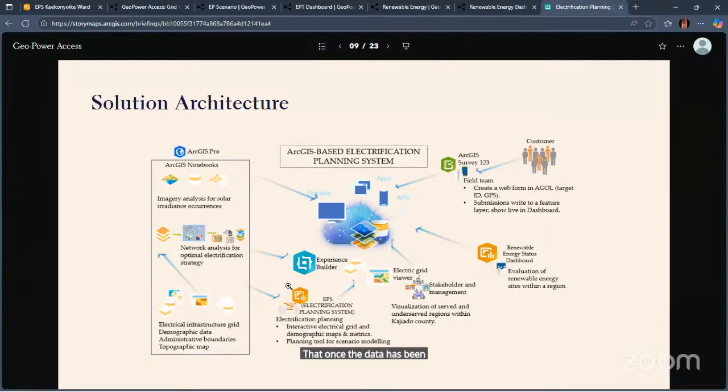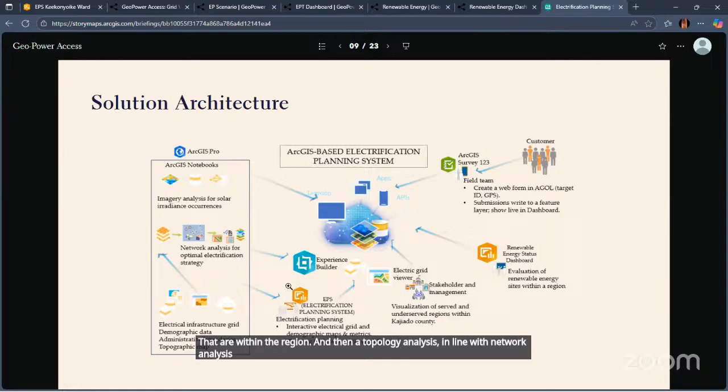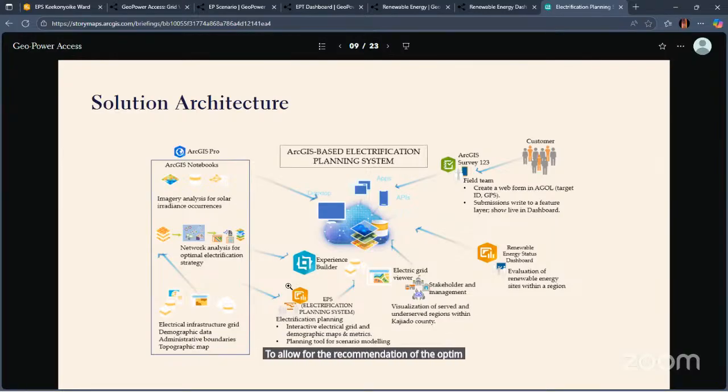Once the data has been collected, the region will be evaluated to understand the existing grid around the area and also the renewable energy sites within the region. Then a topology analysis in line with network analysis is done to allow for the recommendation of the optimal electrification strategy. Also, under ArcGIS Pro, I did an imagery analysis to understand the solar irradiance occurrences around a region and the wind power portrayed in the area. This will help to recommend potential sites where the wind turbines or the solar panels will be placed and sited.